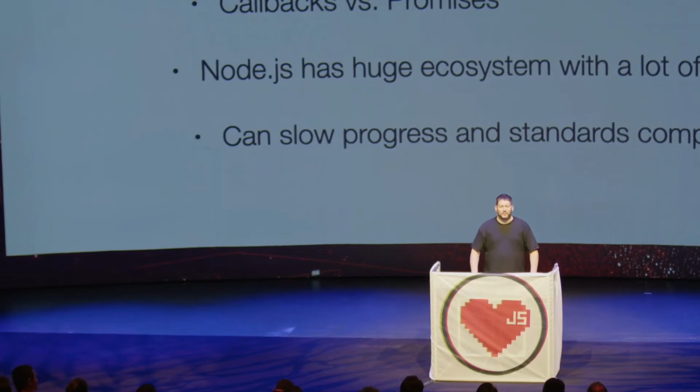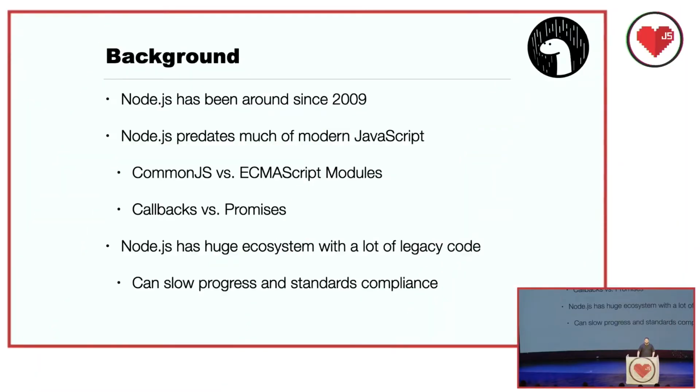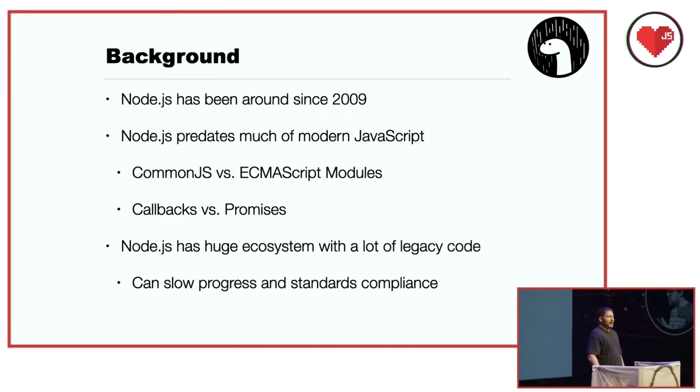So I wanted to start off with a little bit of background. First slide, I'm going to talk a little bit about Node.js, but this is a Deno talk. Node.js has been around since around 2009, and it actually predates much of what we consider to be modern JavaScript. So if you've ever used Node, you're probably familiar with CommonJS. There's now support for ES modules, but there's still a lot of CommonJS out there, still a lot of Node APIs that use callbacks instead of promises, and things like that.